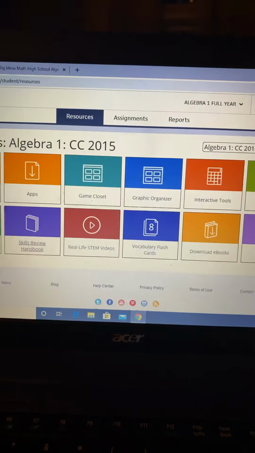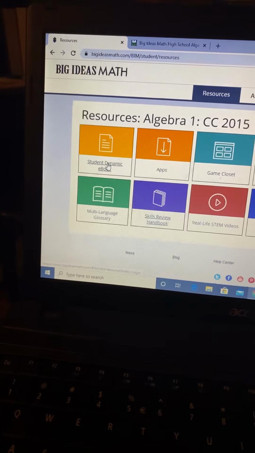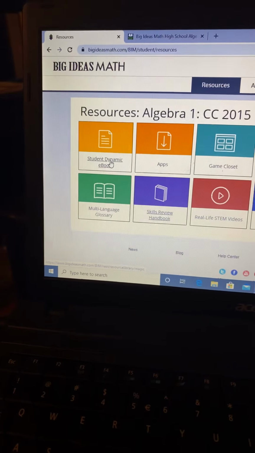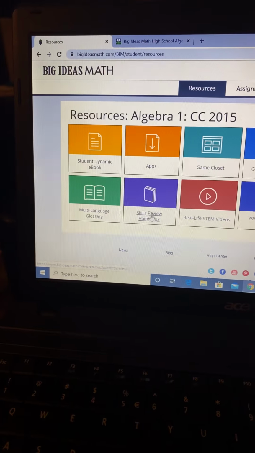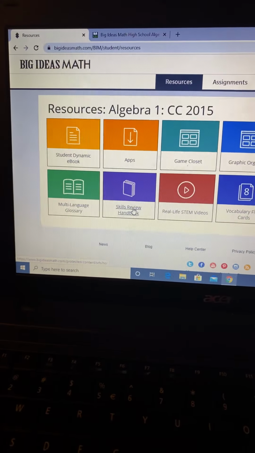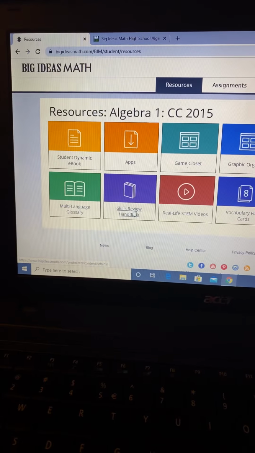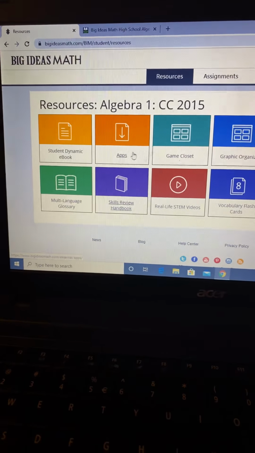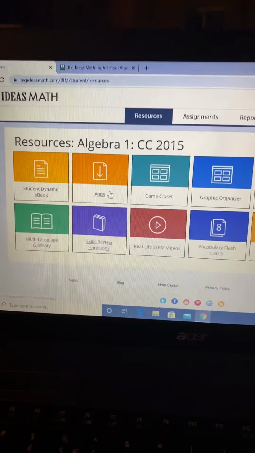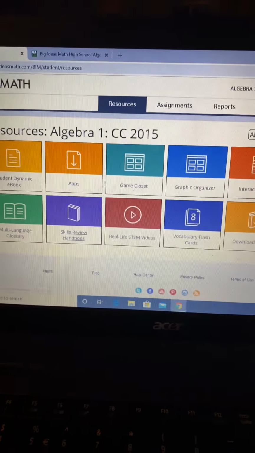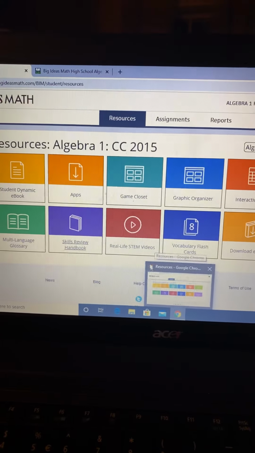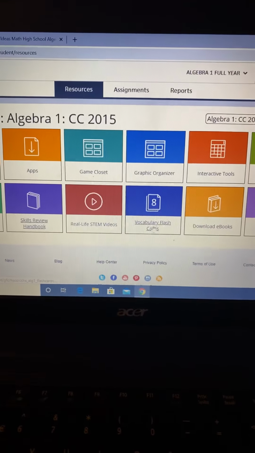So let's go back and refresh. The student dynamic ebook is where you're going to get a lot of your things. The skill resources is not matched to your actual chapters. If you really want to load it on an app on your phone or whatever, you can. There's real life STEM videos if you really want to. I don't think that there's many people that want to watch through that.